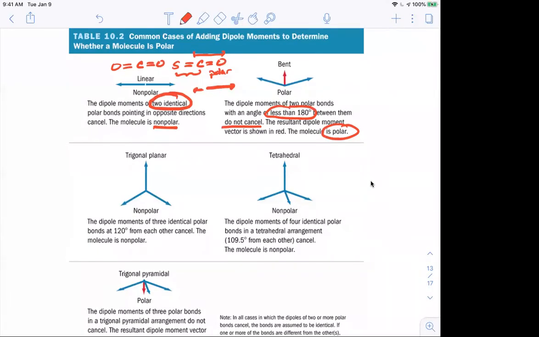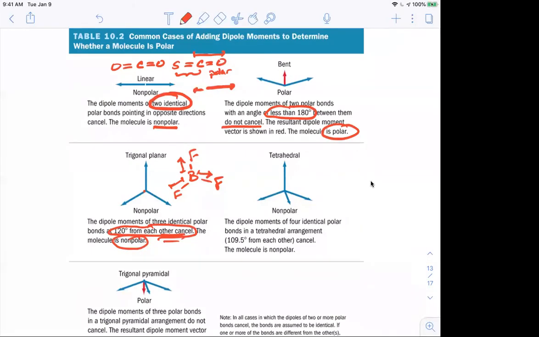This is trigonal planar. So if I have boron trifluoride, I have symmetry here. These are all going to be polar bonds because boron is much less electronegative than fluorine. But because of the geometry, if I have this, my bond dipoles are going to cancel. So I end up with nonpolarity.